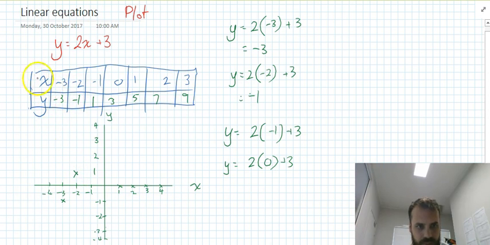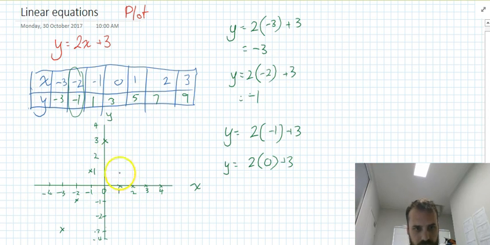When x equals -3, y equals -3. When x equals -2, y equals -1. When x is -1, y is 1. When x is 0, this is 0 here, y is 3.